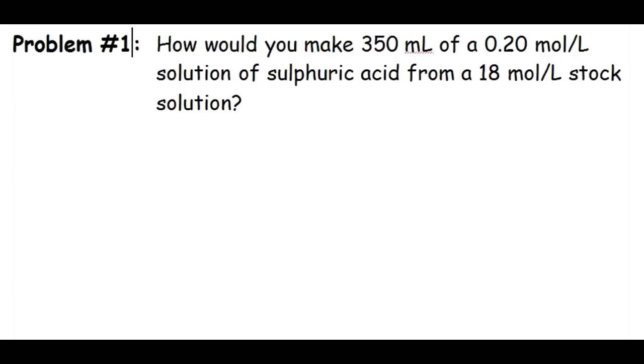All right, so let's take a look at our first problem here. The question says, how would you make 350 milliliters of a 0.20 mole per liter solution of sulfuric acid from an 18 mole per liter stock solution? So let's start with our handy dandy dilution formula. And we know that means we need to somehow extract all but one of these variables. So let's start to break down what's going on in the problem itself and try to make sense of it.